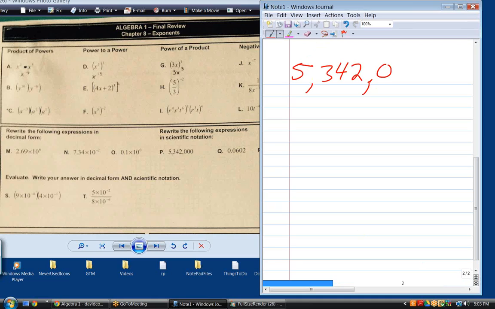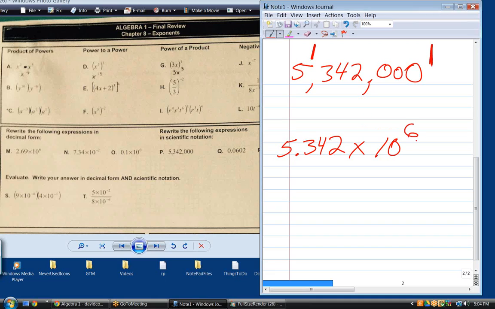5,342,000. How would I express that in scientific notation? What's the first thing I would do? Remember, the number has to be between 1 and 10. So it would be 5.342, times 10 to the what? Count the number after the 5. How many spots are there? 6, so 10 to the 6?